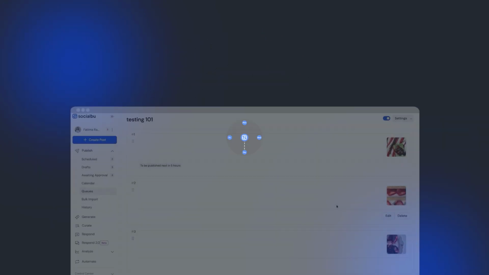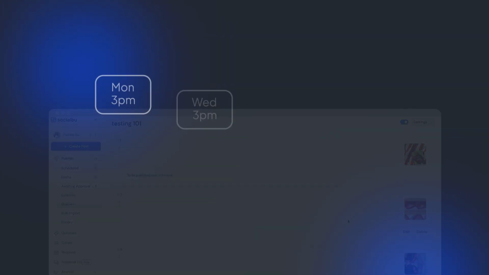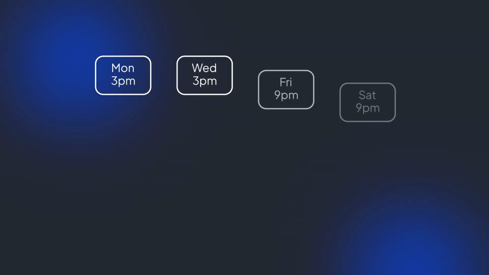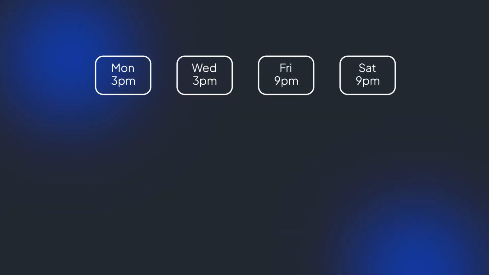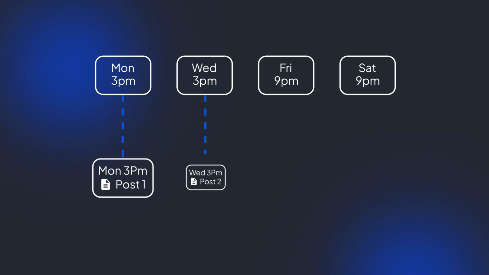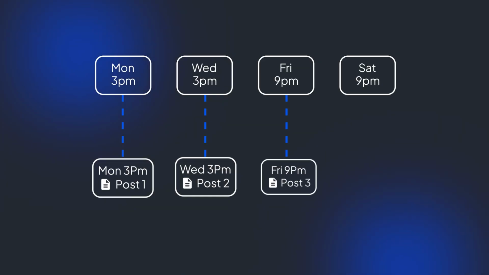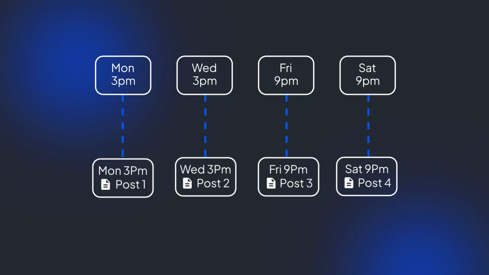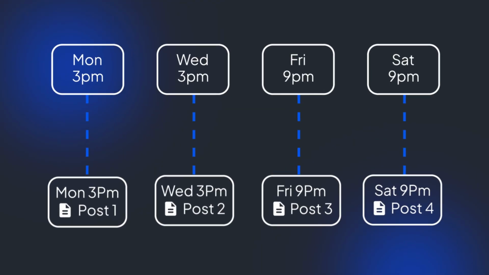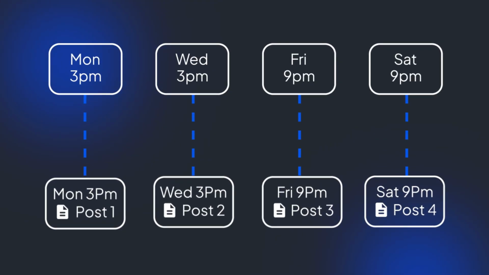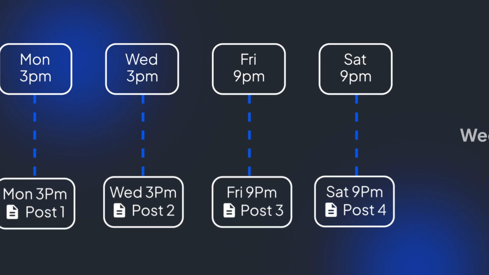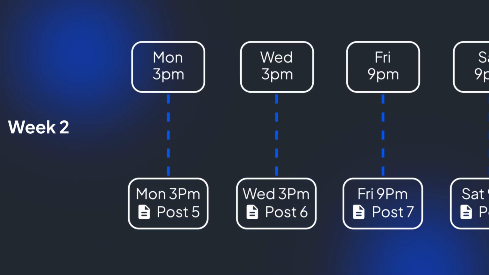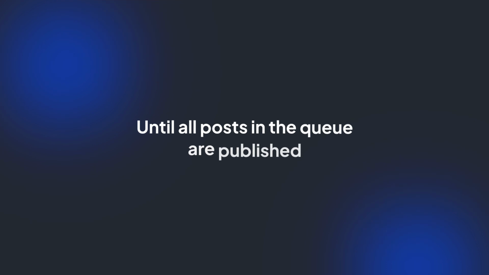For example, if this queue has publishing slots on Monday, Wednesday at 3 p.m., Friday, Saturday at 9 p.m., the first post will be published on Monday at 3 p.m., the second post will be published on Tuesday at 3 p.m., and the third post will be published on Friday at 9 p.m. and the fourth post will be published on Saturday at 9 p.m. Once all available slots for the week are used, SocialBu automatically continues using the same publishing schedule in the following weeks until all posts in the queue are published.